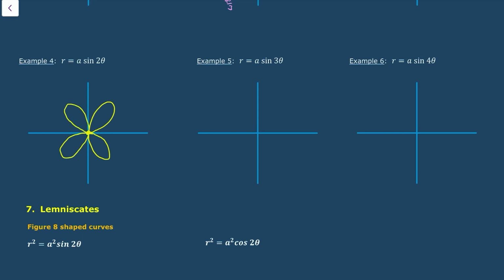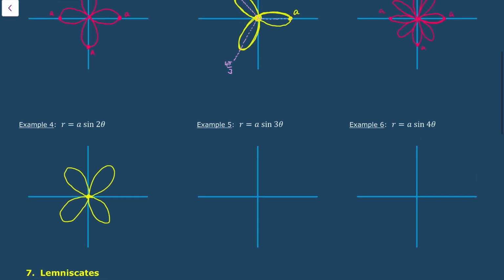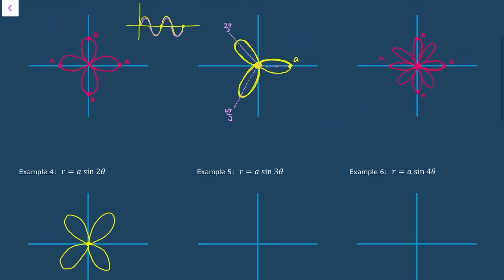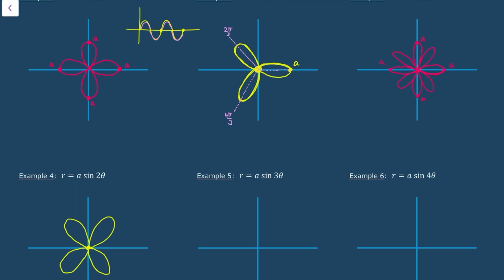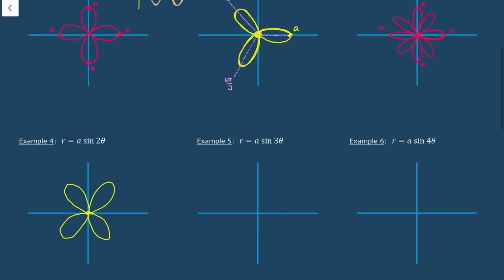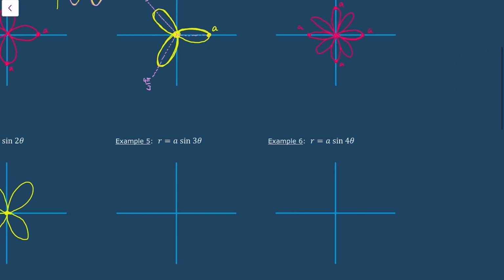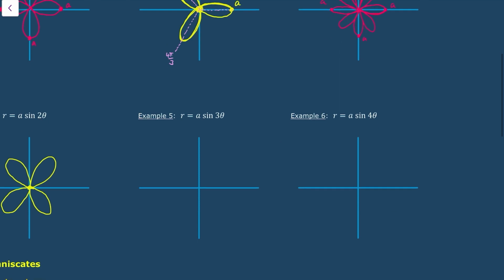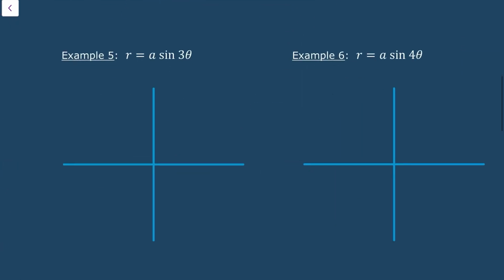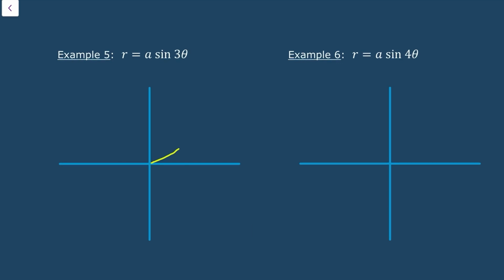Not a great graph, but it's essentially the cosine polar rose that has been rotated. You can see that there is symmetry on the y-axis there. For r equals a sine 3 theta, n is odd, so I'm going to have 3 leaves, and it's going to look like this. Start there again, dips down here, and then comes back up here.